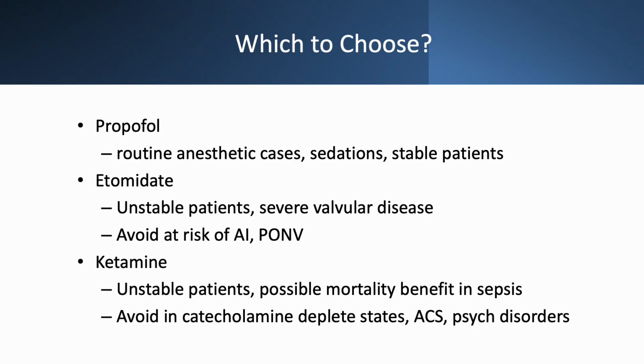And then we have ketamine, again useful for unstable patients. There's a potential mortality benefit in sepsis over etomidate, and remember that NMDA antagonism is great for pain management. You want to consider avoiding this in catecholamine-depleted states, and think about ACS, acute coronary syndromes, because the tachycardia and increase in blood pressure also increases myocardial O2 consumption, making coronary ischemia worse. Also, remember to possibly avoid this in patients at risk of emergence delirium.